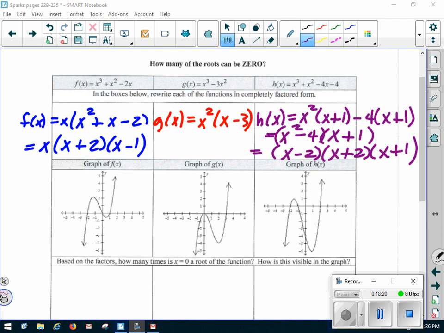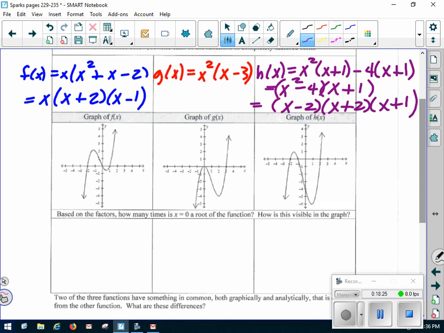Now I want you to take a look. Let's compare the factoring to the graph. If we look at this factored form, try not to look at the graph. What does this say the zeros are? 0, -2, and 1. And the multiplicity of each of those is? Is that what you see in the graph? Yes. What about here? What are our zeros? 0 and 3, but I'm supposed to have 3 roots. 0 has a multiplicity of 2. Is that visible on the graph?